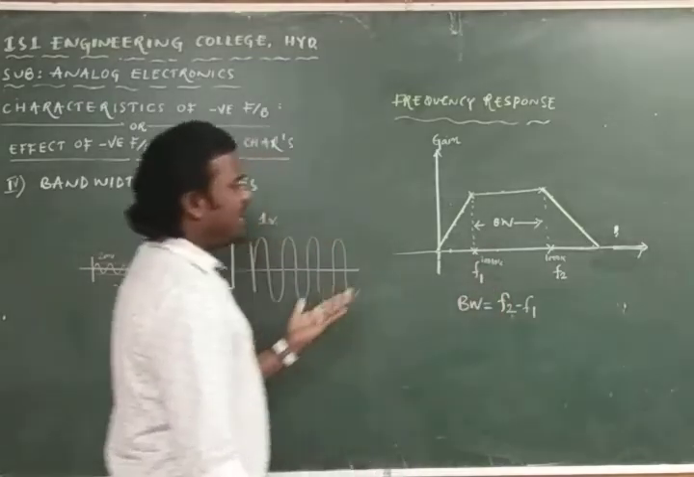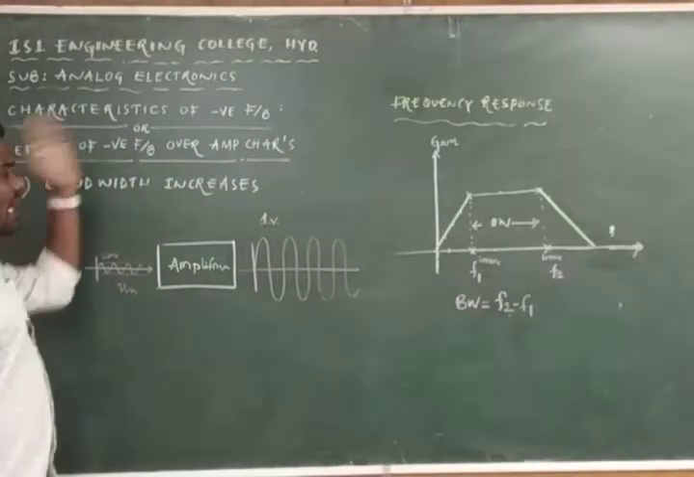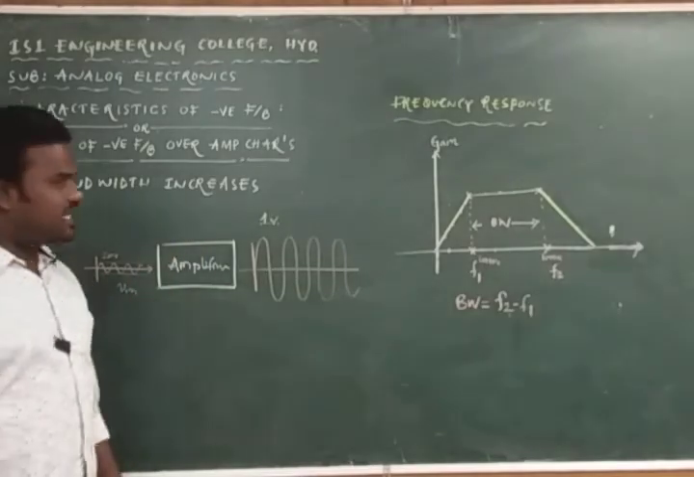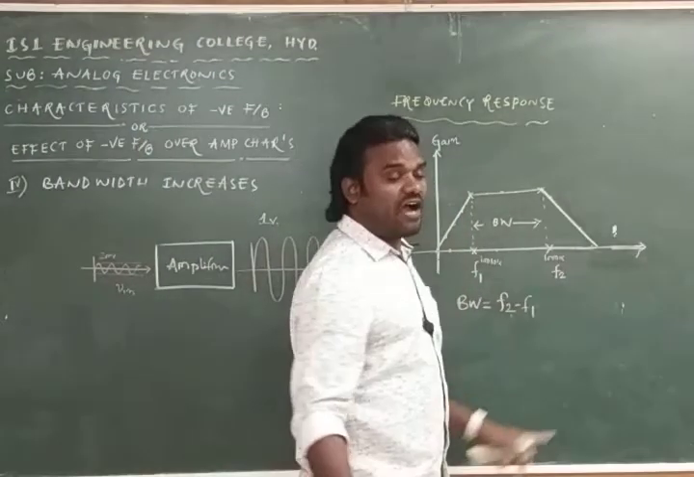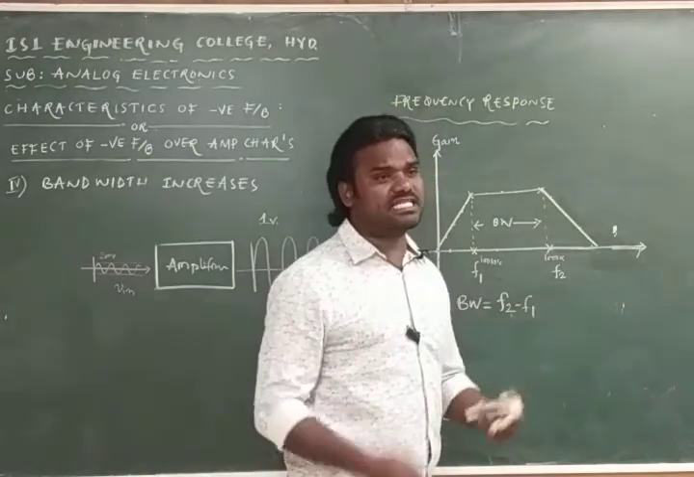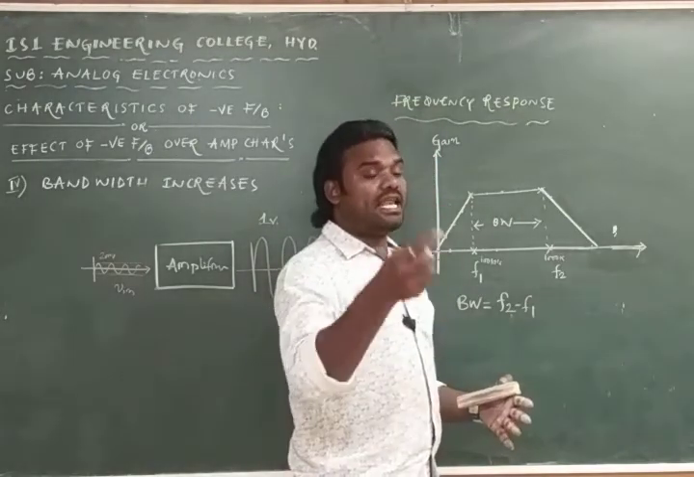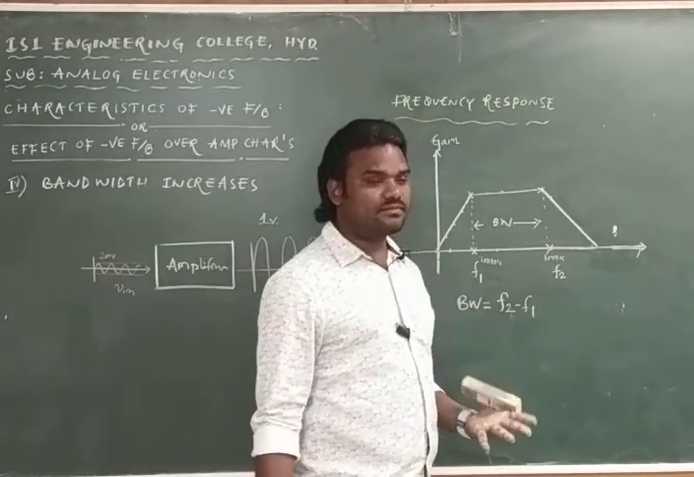Then our topic is what? By employing the negative feedback, what happens to the bandwidth? See this one, this is gain, right? After employing the negative feedback, gain increases or decreases?